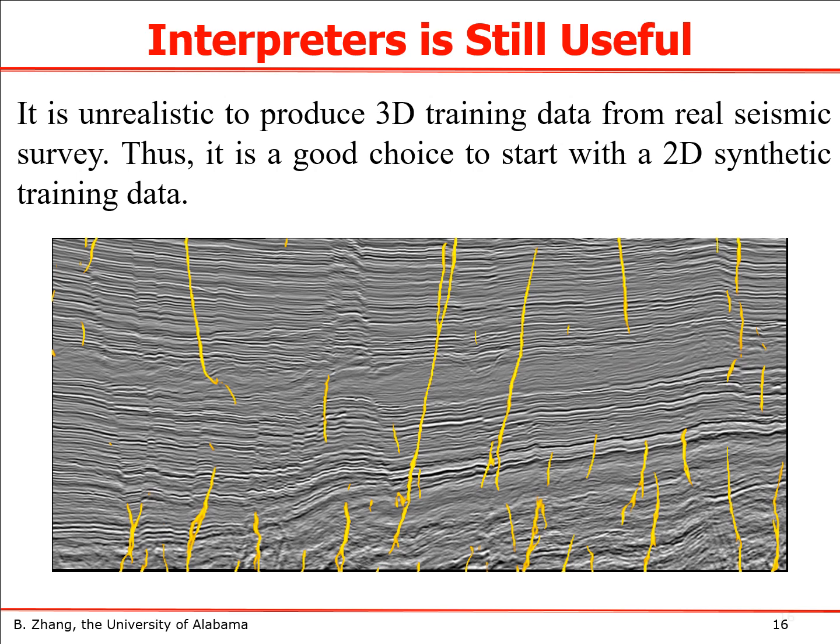In these slides, I generated 20,000 2D synthetic data. And here is the result after I applied a 2D model to the real seismic data. Of course, the result is unacceptable. The seismic fault attributes only highlight some of the fault locations. However, it is a good starting point.